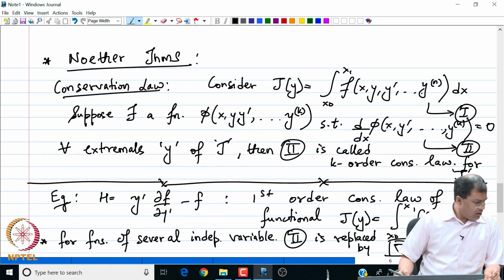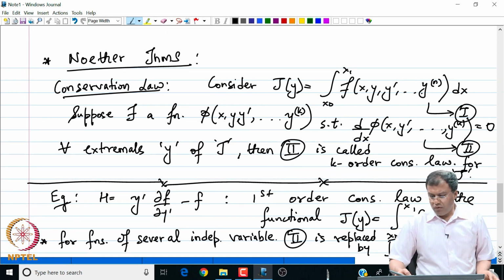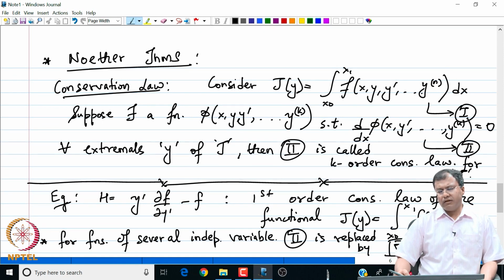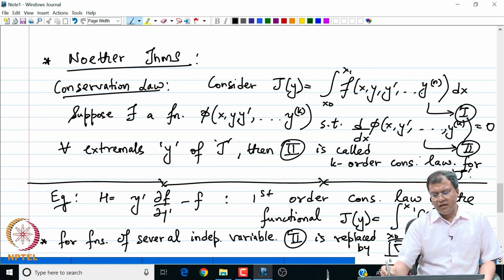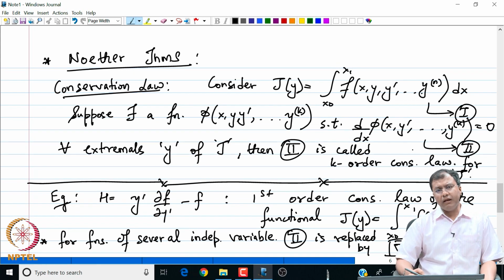So what is the advantage of working out all these conservation laws? Suppose the conservation law is a relation involving functions up to order k, and k is at most equal to n. If it is less than n, then we have found a relation whose solution also gives us the extremal y, but the relation is of reduced order, which means we have to solve a lower order differential equation as compared to the Euler-Lagrange equation, or a simpler equation.